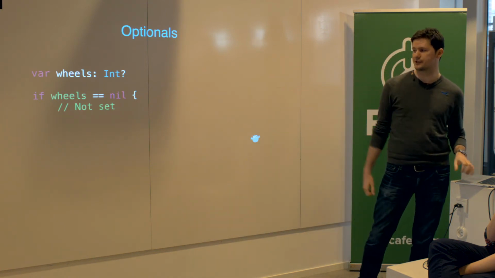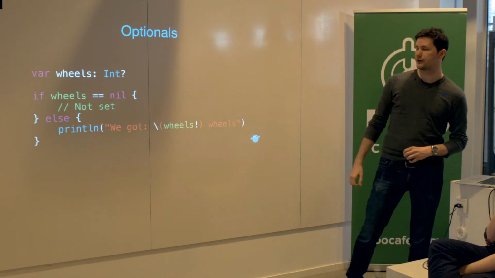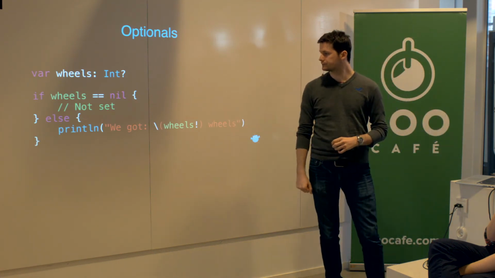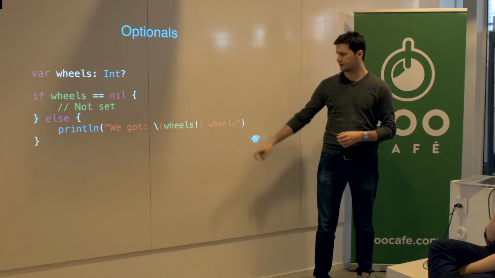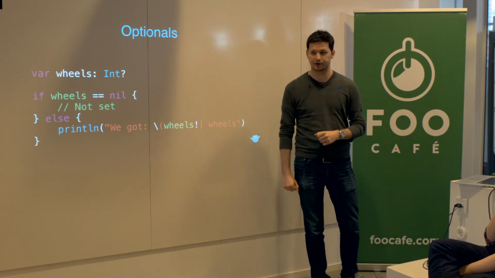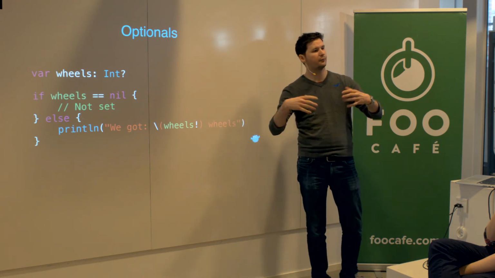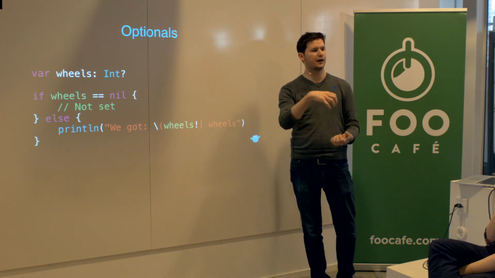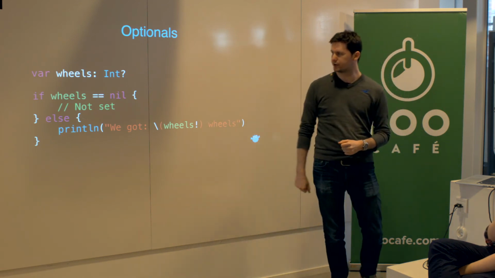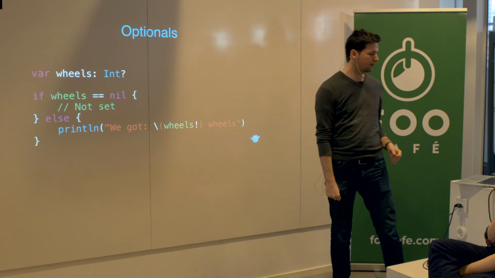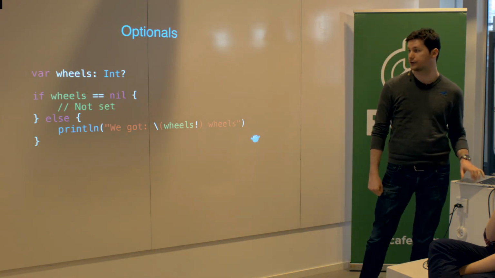Yes, it is. Then it's not set. If we have something in it, we can print that. And because wheels is an optional, we have to add this little exclamation mark at the end here. That just means that we're unwrapping the optional to take a look at the value inside it. But this isn't very pretty. This is very complicated, and we can actually simplify this a lot.